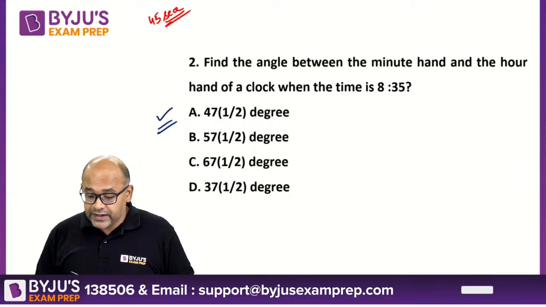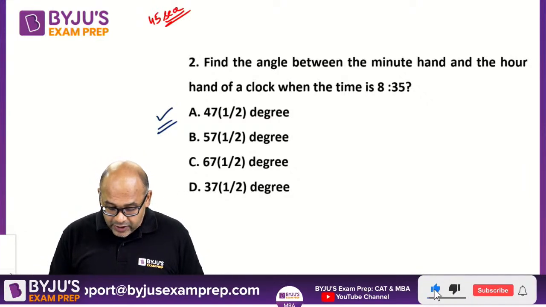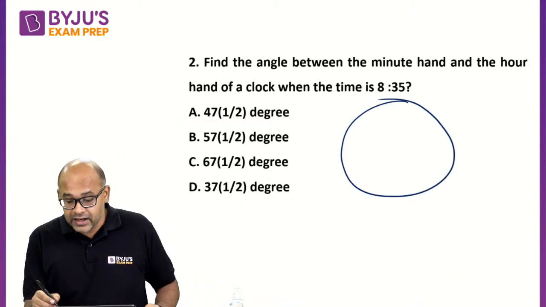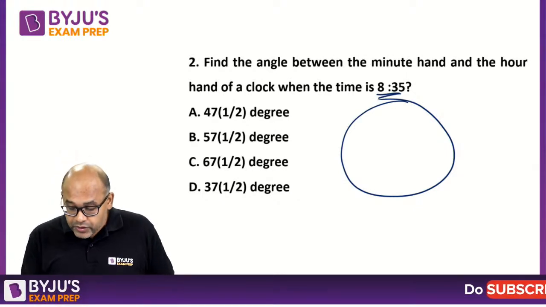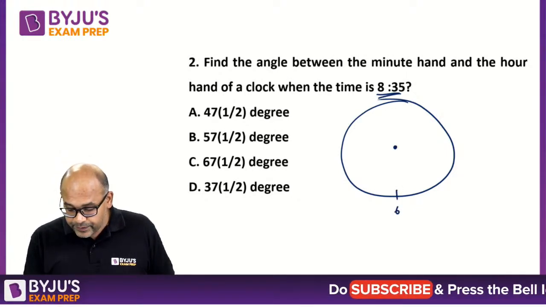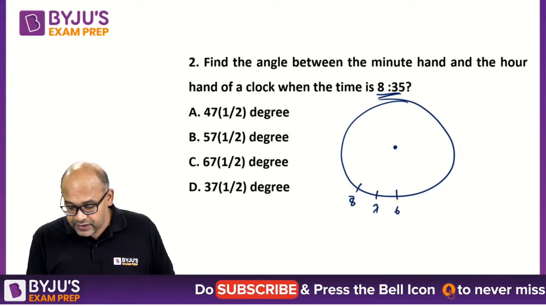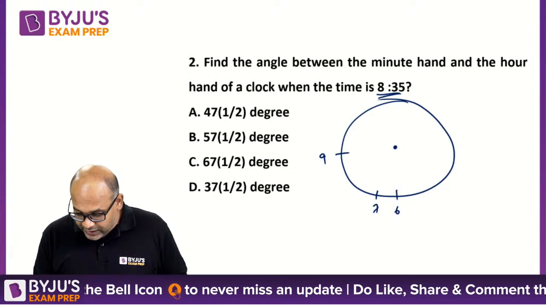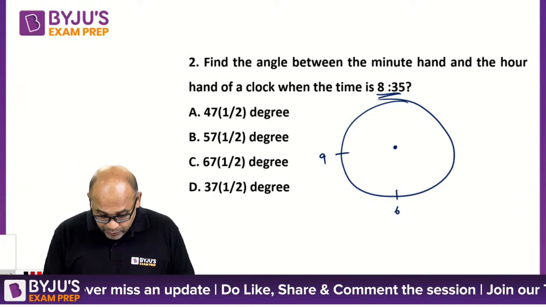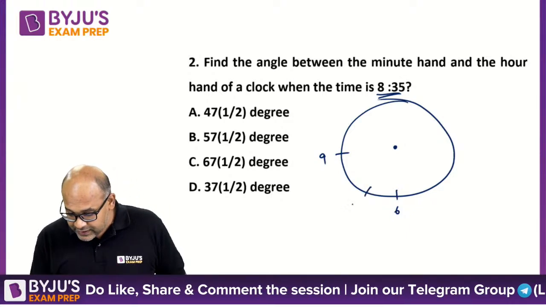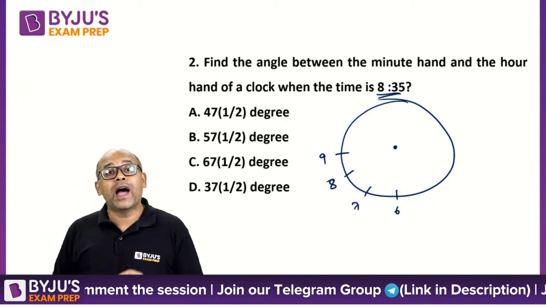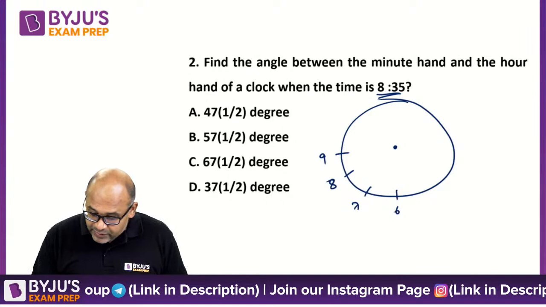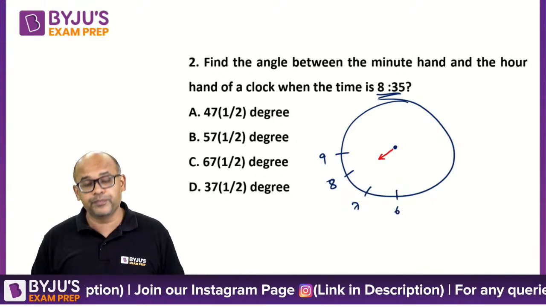The question says find the angle between the minutes hand and the hours hand of the clock. So we have the minutes hand and hours hand, and the time is 8:35. So this is my 6, 7, 8 and 9. This isn't perfect, I'm not an artist, so I hope you excuse me on that. This is 7 and this is 8. At exactly 8 o'clock, I'll draw in red my previous position of the hours hand. This is my previous position.